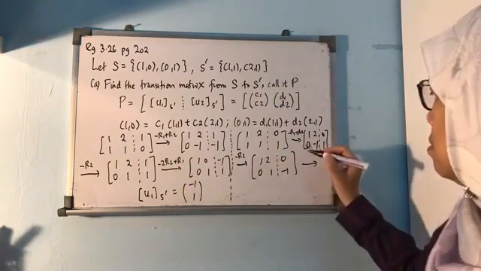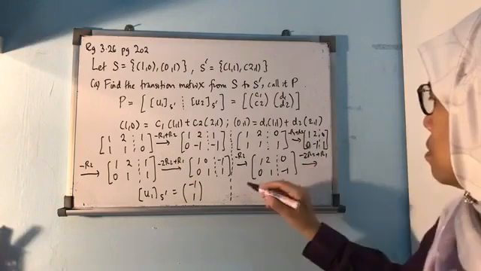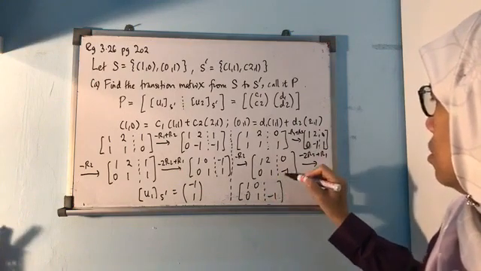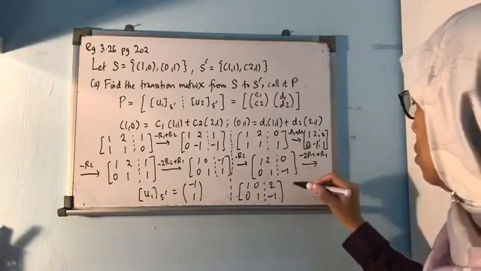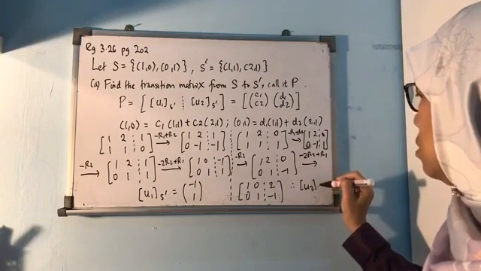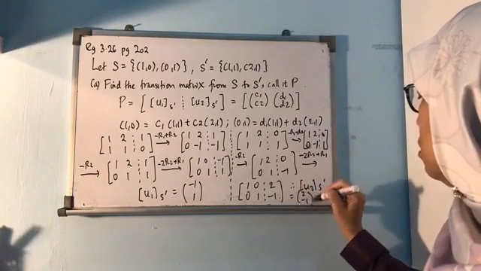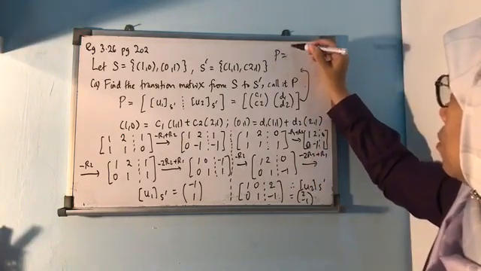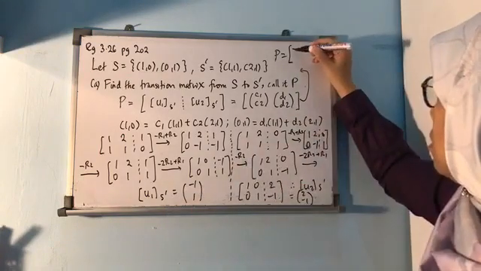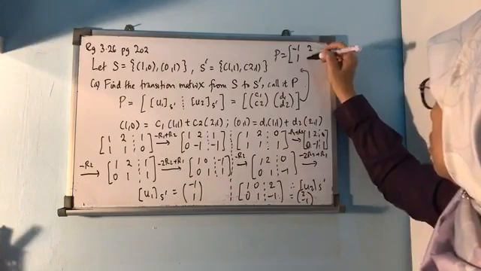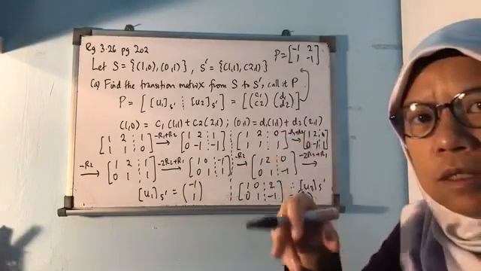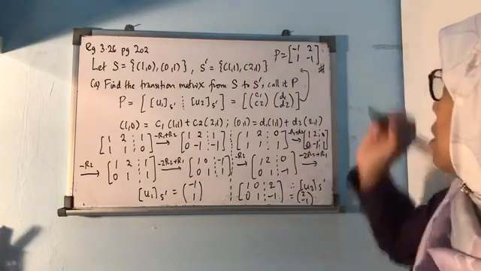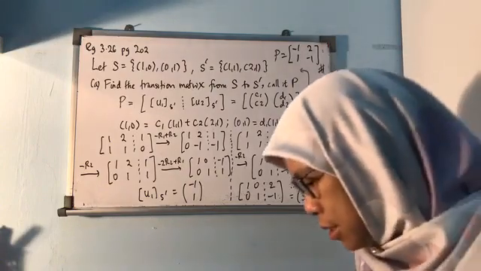Then last one, 1, 0, 2, right? So U2 S prime is equal to 2, negative 1. So P is equal to -1, 1, 2, -1. We just take the inside of the column. So this is what they want: -1, 1, 2, -1. This is the transition matrix. Okay.